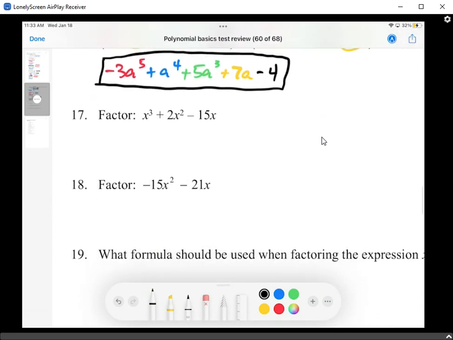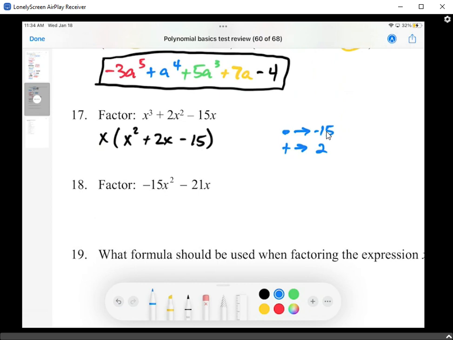All right, number 17. I want to do my best right here to take out a greatest common factor because I notice that all three of these terms have an x in them. So I'm going to divide that out at the very beginning. If we divide out one of the x's, what do we have left? X squared, 2x, and just 15 all alone by itself. So we're looking for two numbers that will multiply and give us negative 15. They will add together for a sum of 2. Product of negative 15, sum of 2.